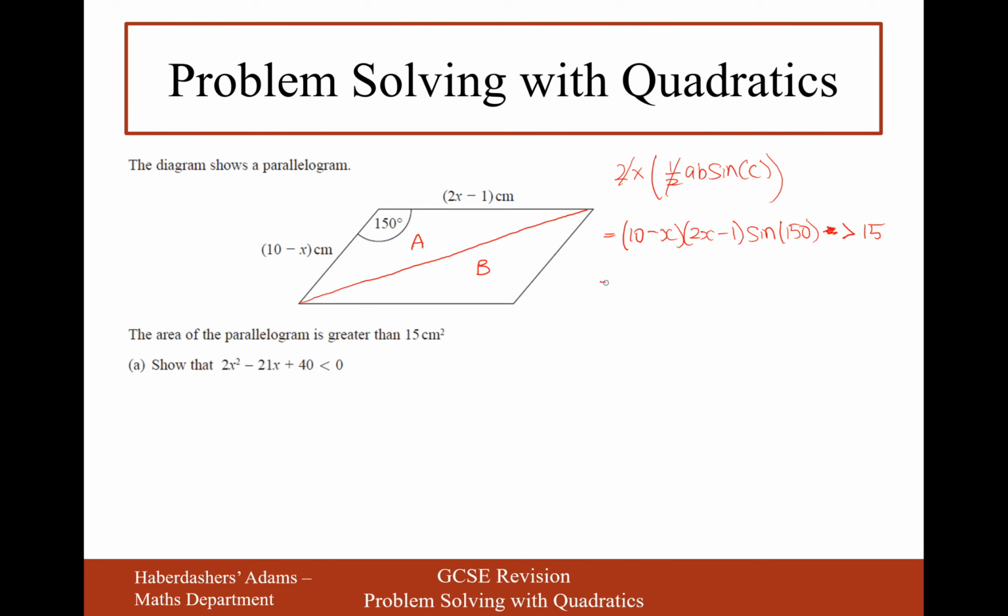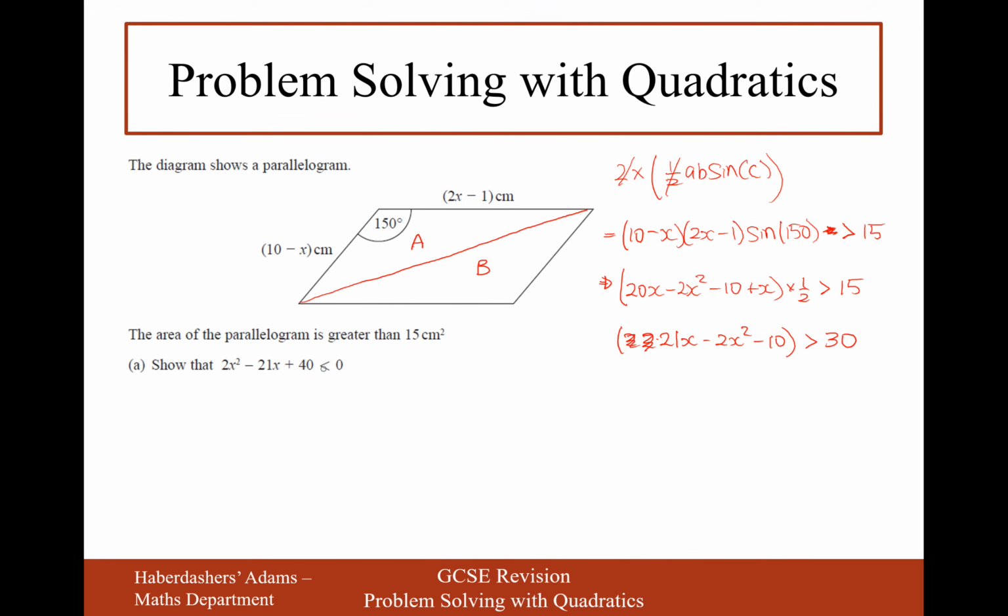So let's now expand the brackets. I'm not going to put an equals sign here anymore, I'm just going to put a little arrow pointing to the next line. So it's going to be 20x minus 2x squared minus 10 plus x, sine 150, that is equal to 1/2, and that's greater than 15. I think the next step I'll do is times everything by 2 just to get rid of this half at the front of the bracket, so it's going to be 20, no, hold on, we've got 20x and 1x at the back, so 21x minus 2x squared minus 10 is greater than 30.